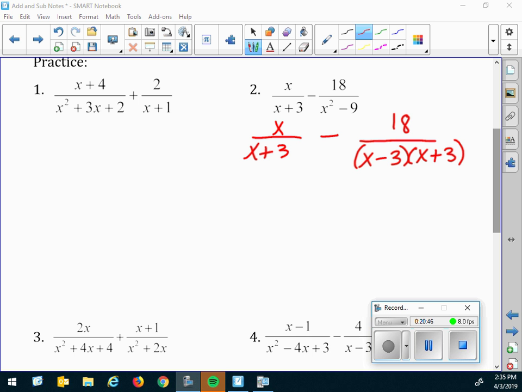Now, once you've done these you're going to be able to do this and then look at this and figure out what your least common denominator is without going through the step that we did of finding it first. We said the common denominator was x plus 3 times x minus 3. What does this fraction need? Nothing. Good, because it's already got the whole least common denominator. What does this one need? This needs an x minus 3.